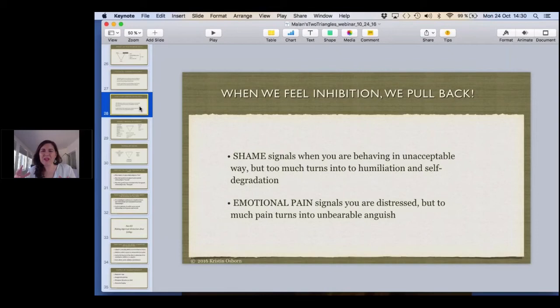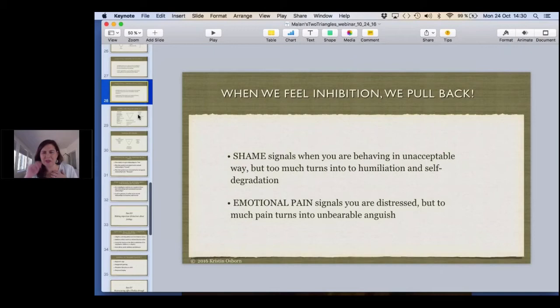Shame kind of lets you know when you're behaving in an unacceptable way. But one of the big problems is that a lot of children are brought up with a lot of shame. They're taught to be ashamed of things that are absolutely fine to be experiencing. As a therapist, we're always reworking that over and over again. I see it mostly with my trauma clients. There's so much shame for things that other people have done, right? But the survivor is the one holding the shame.